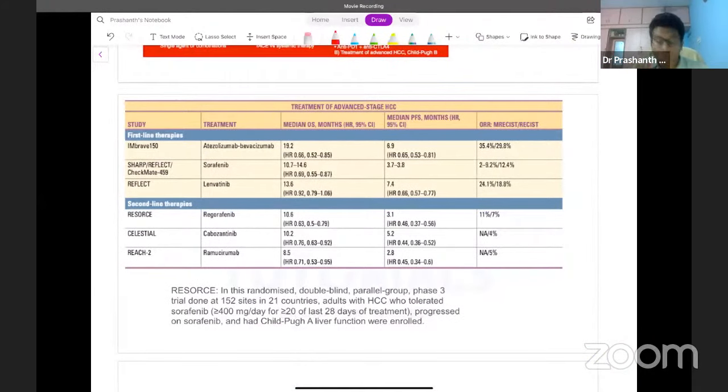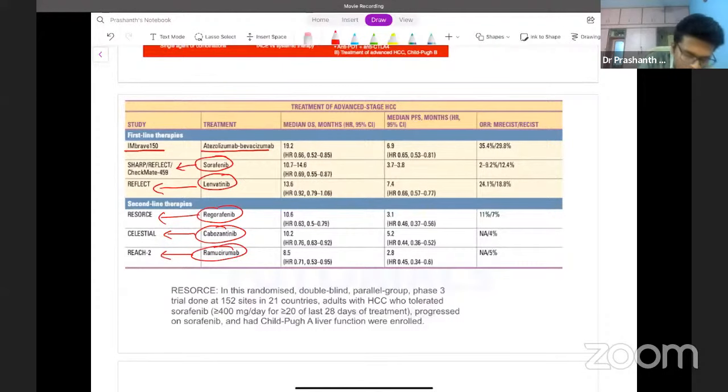Now, they might give a question on the IMbrave150 trial, because of which atezolizumab and bevacizumab are the first line drugs now. Also know for sorafenib, there are some trials like SHARP and CheckMate. For lenvatinib, you have the REFLECT trial. Very few trial questions have ever been asked, but this question is possible. In regorafenib, it is RESORCE. For cabozantinib, it is CELESTIAL, and for ramucirumab, it is REACH-2. Among these trials, IMbrave is one of the most important which you can expect in the next exam.